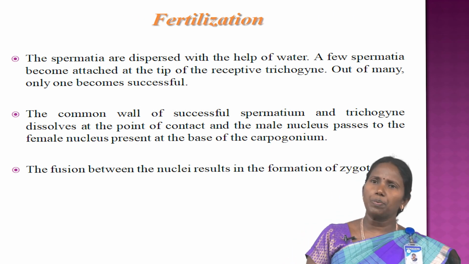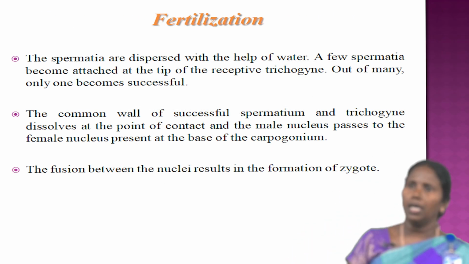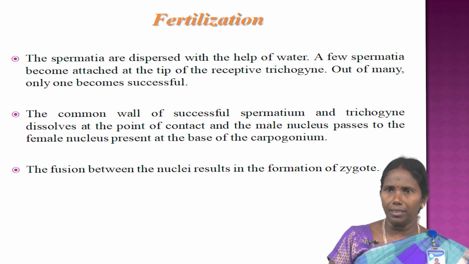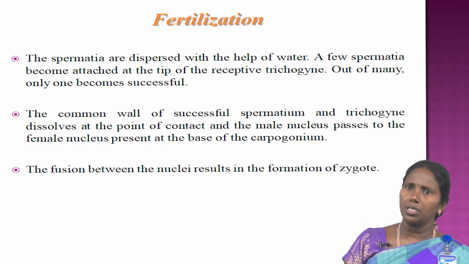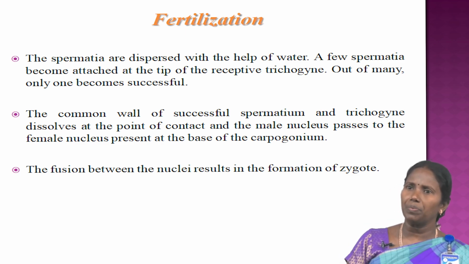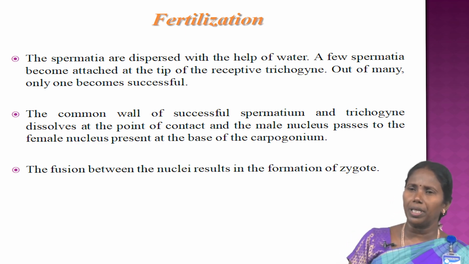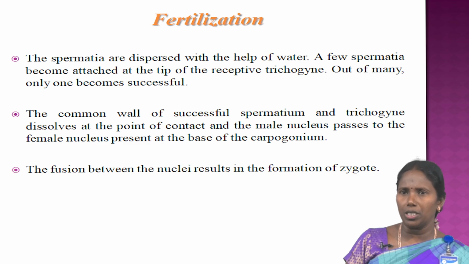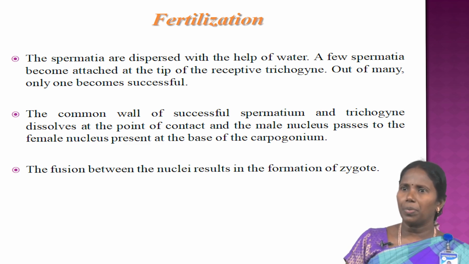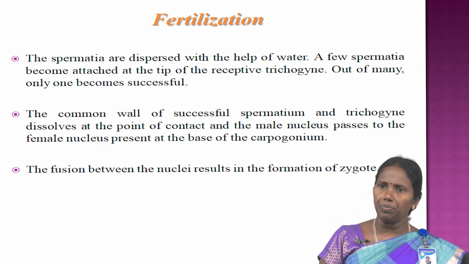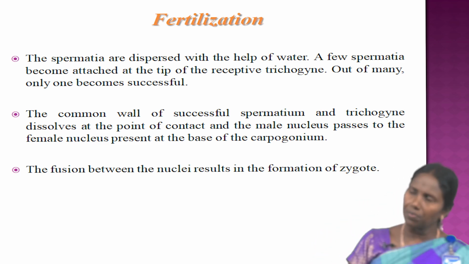Fertilization. The spermatia are dispersed with the help of water. A few spermatia become attached at the tip of the receptive trichogyne. Out of many, only one becomes successful. The common wall of the successful spermatangium and trichogyne dissolves at the point of contact, and the male nucleus passes to the female nucleus present at the base of the carpogonium. The fusion between the nuclei results in the formation of the zygote.